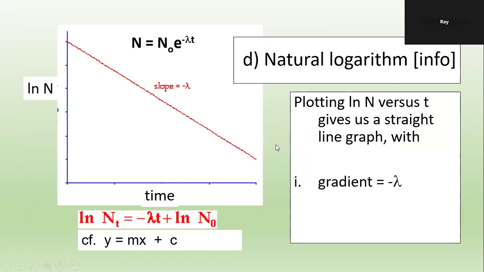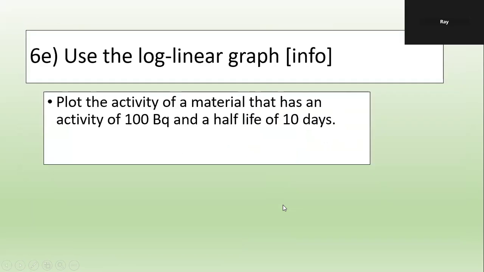Give a straight line graph with negative gradient. Gradient equals minus lambda. From this equation, gradient equals minus lambda. The y-intercept is ln N naught, sorry.